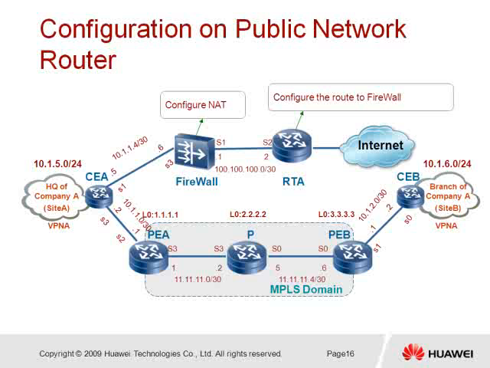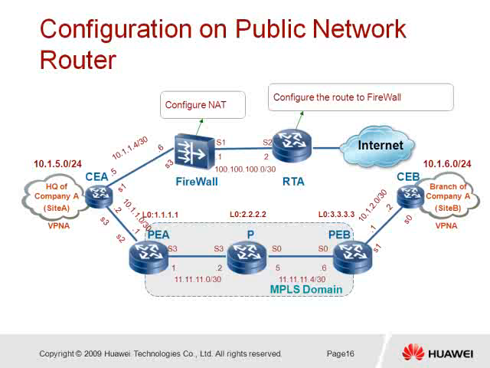To configure the public address pool of NAT, configure interface S1 to enter interface S1 view. Use the command nat outbound 3000 address-group 1 to configure NAT at the outbound interface.